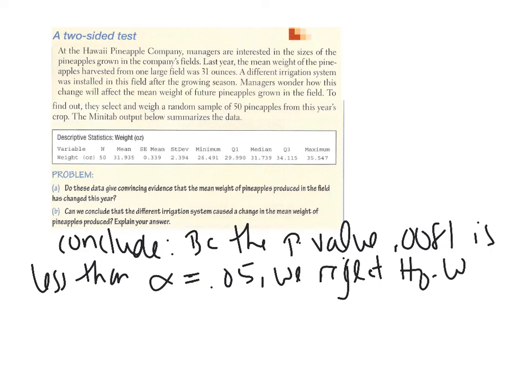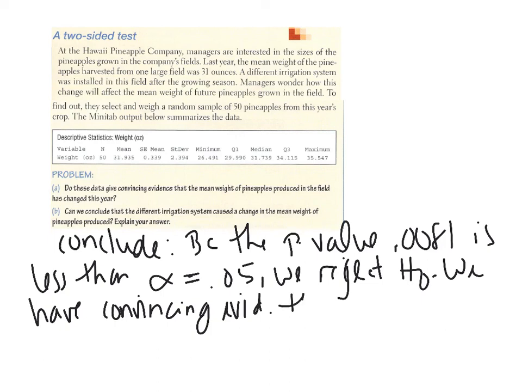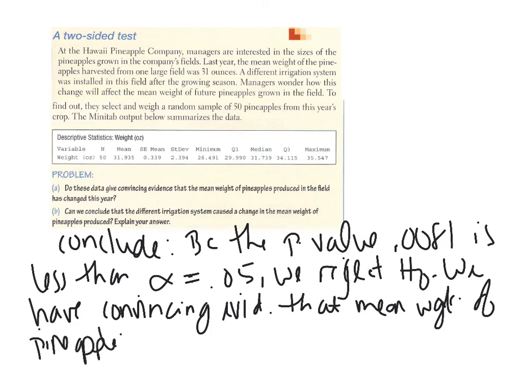This time we have convincing evidence that the mean weight of the pineapples grown in this particular year is not 31 ounces. We don't want to say higher or lower or anything, just that we have convincing evidence that the mean weight of pineapples, and we need to specify that it is this year, is not 31 ounces.